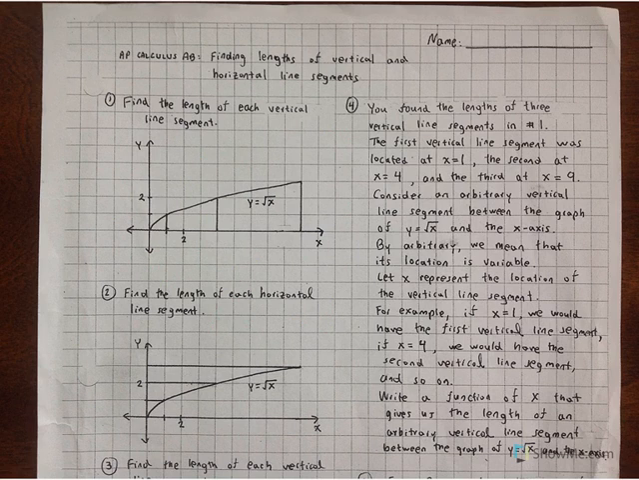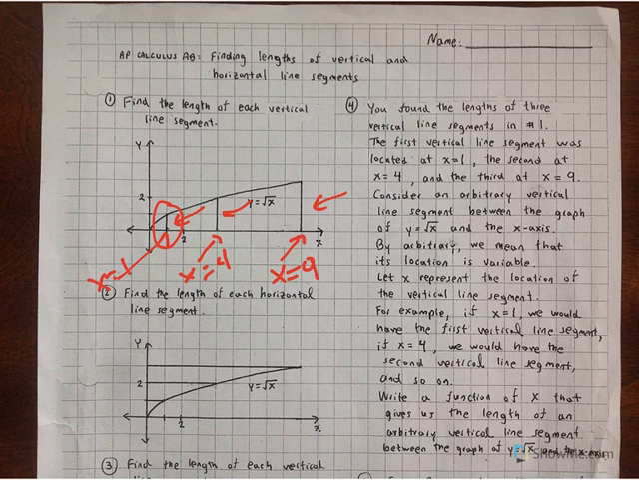So now we move on to number 4. Number 4 is related to number 1, and it's for us to be able to generalize our observations from number 1. And why do I say that? Because in number 1 we worked with 3 specific vertical line segments. The first vertical line segment was located at x is equal to 1, the second one at x is equal to 4, and the third one at x is equal to 9. So we had 3 specific vertical line segments whose lengths we found in number 1.